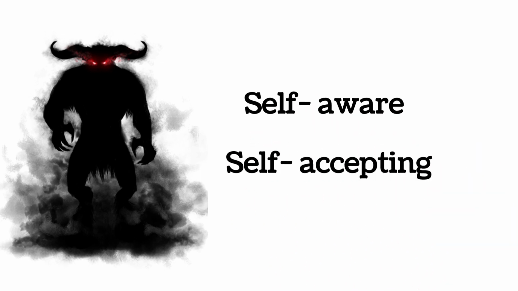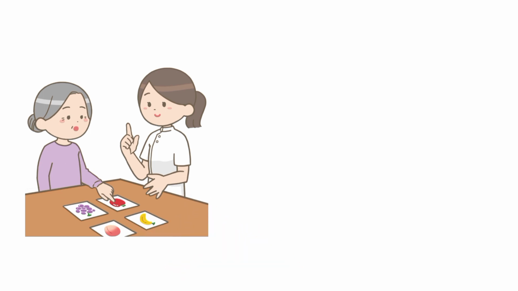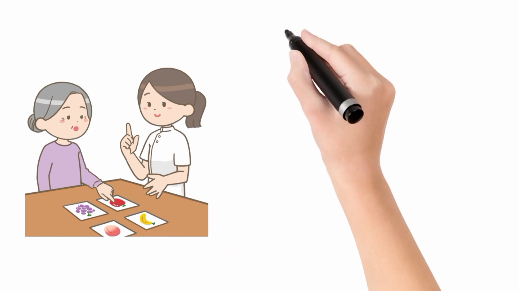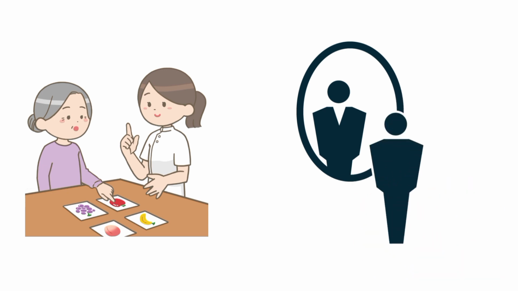To integrate the shadow self, an individual must recognize and accept both the light and dark aspects of their personality. This process can be difficult and may require the help of a therapist or other trusted individual. However, by acknowledging and embracing the shadow self, an individual can gain a greater understanding of themselves and become more self-aware and self-accepting.